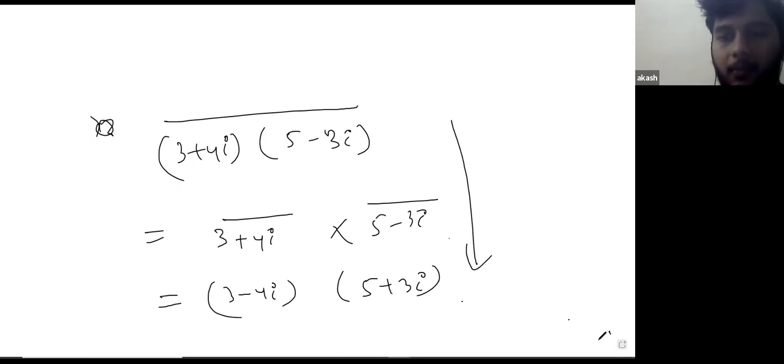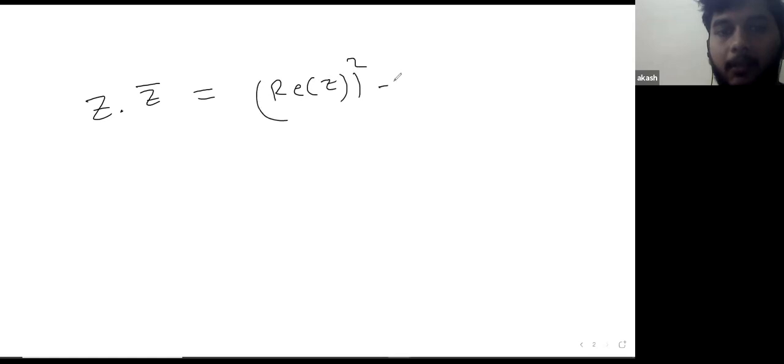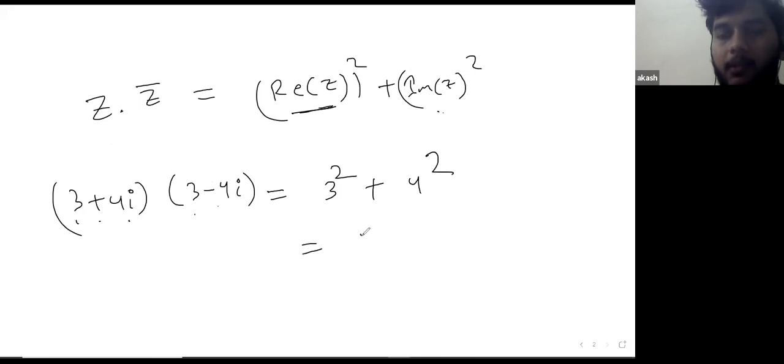Clear? And the last property that we did was z into z bar equals real part of z square plus imaginary part of z square. So what this means is, if I give you 3 plus 4i and its conjugate, the answer will be real part of z is 3, so 3 square, plus imaginary part of z is 4, so 4 square. 3 square plus 4 square is 25. Clear?